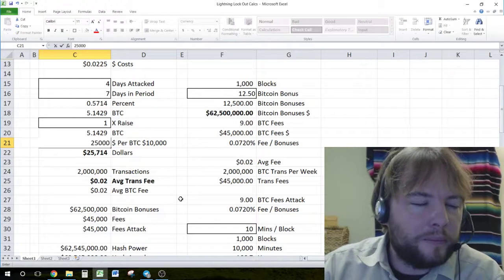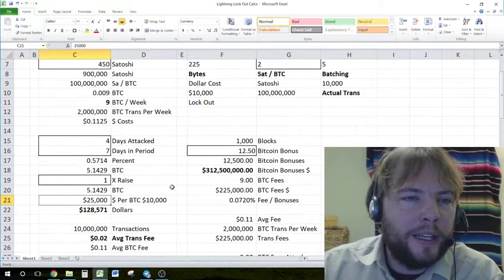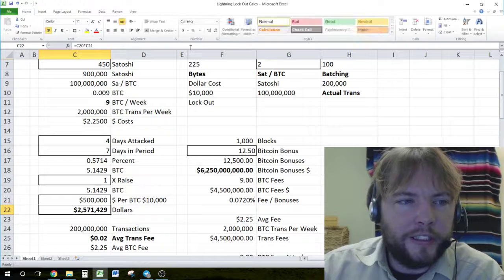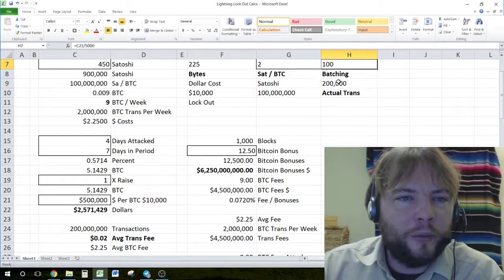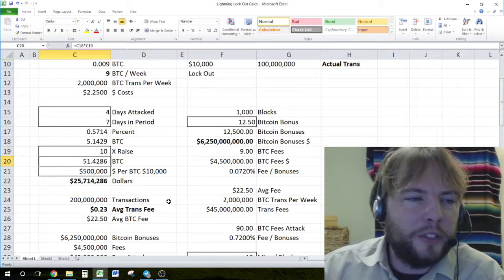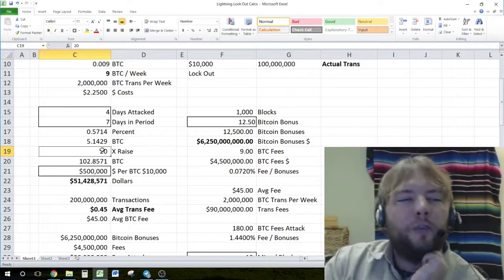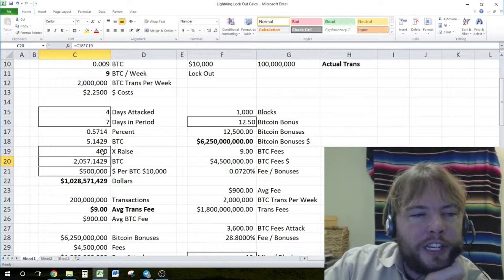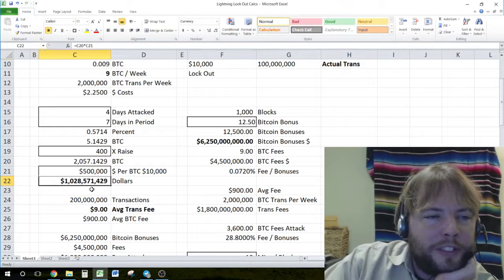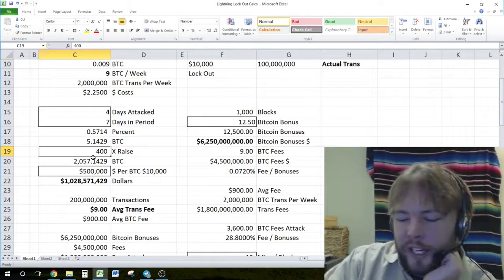Okay, let's just keep going here. Now let's just say the Bitcoin price goes up to $500,000, and we are now batching 100 transactions for every single Bitcoin transfer, and someone wants to disrupt the network. Well, previously they increased transaction fees 400 times, and that cost $50 million. Now, if they want to increase transaction fees 400 times, it's going to cost $1 billion. So a very huge escalation.